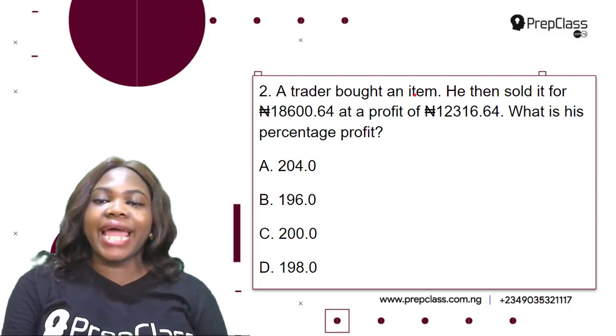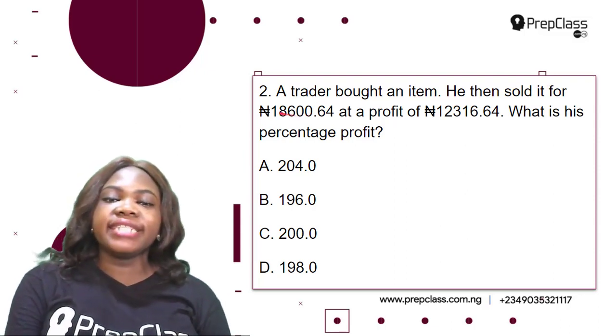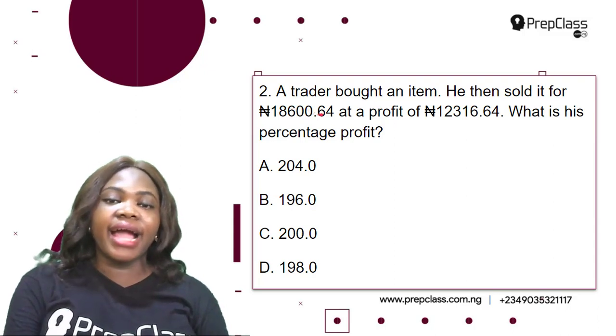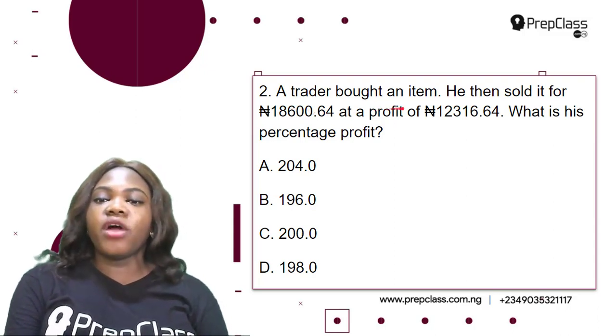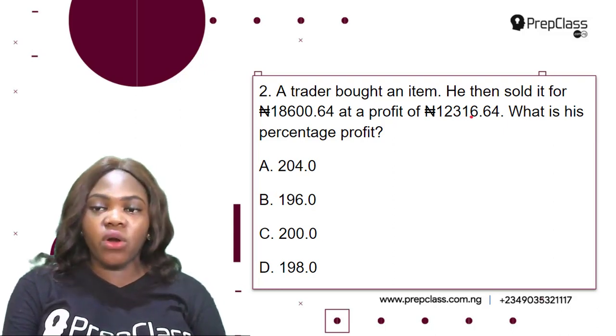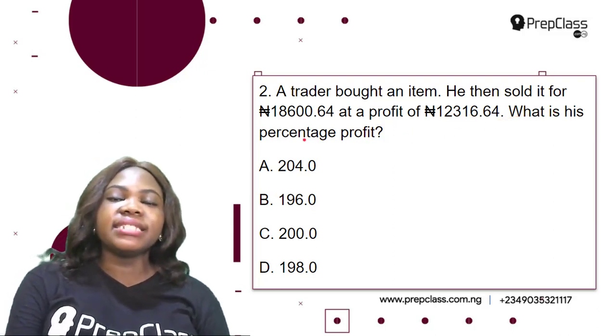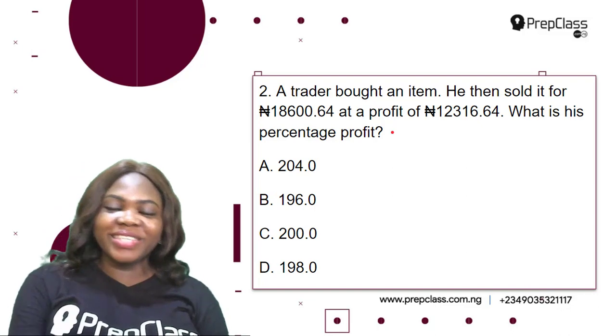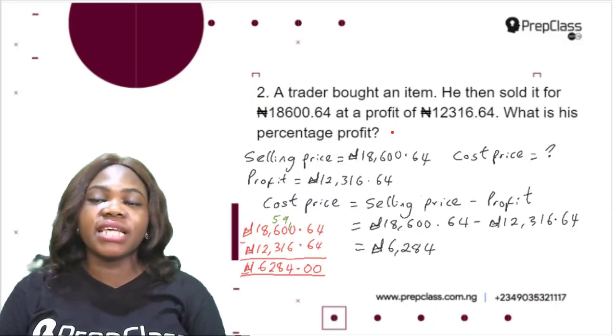A trader bought an item. He then sold it for 18,600 naira and 64 kobo at a profit of 12,316 naira 64 kobo. What is his percentage profit? Okay, so this is very easy. We have to find the percentage profit.